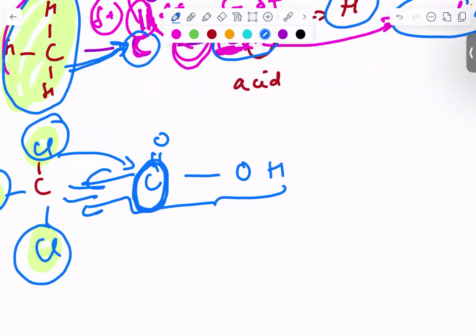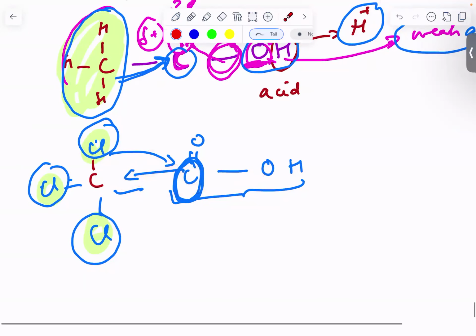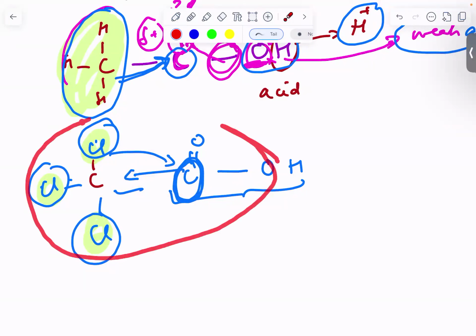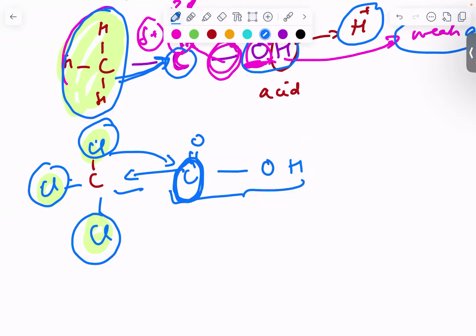So what is going to happen, bache, is that these chlorines would attract the electrons towards this side of this carbon, this oxygen and this oxygen as well, right? So what is going to happen when all of these would be attracted by chlorine? This would be given out very easily. That is why it's a strong acid. Oh, okay. This is a strong acid. I hope it's clear.